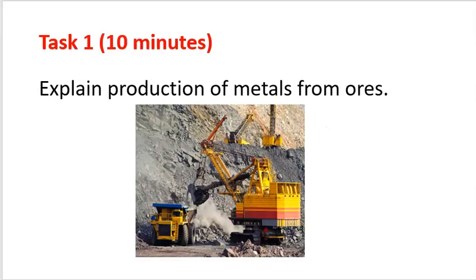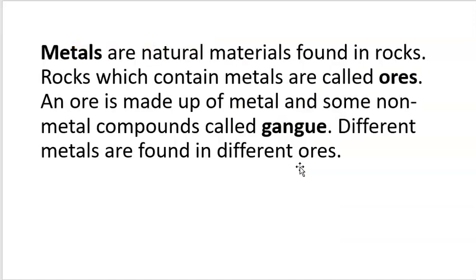Can you explain production of metals from ores? Metals are natural materials found in rocks. Rocks which contain metals are called ores. An ore is made up of a metal and some non-metal compounds called gangue. Different metals are found in different ores.